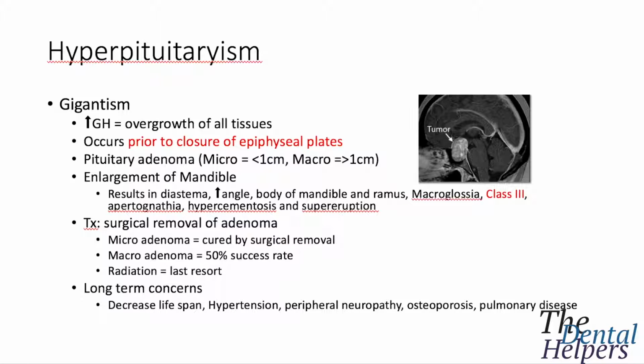Basically, to solve this, you want to remove the adenoma. If it's a microadenoma, you can remove it surgically. Macro, it has a 50% success rate with surgery. You can do radiation, but it's not the best choice. Long-term concerns is that since the patient is much bigger, you're going to have a decreased lifespan. Risk for hypertension, peripheral neuropathy, osteoporosis, pulmonary disease.